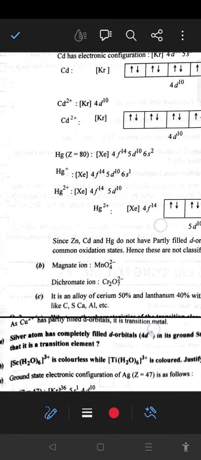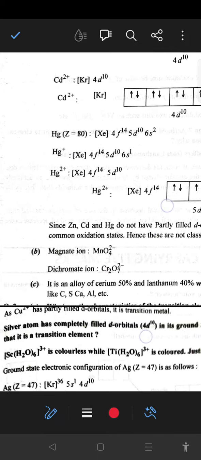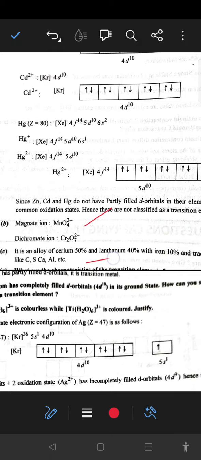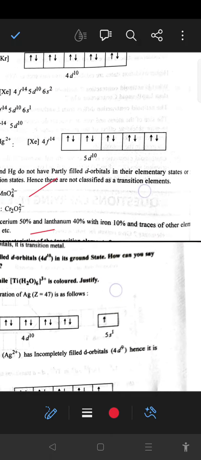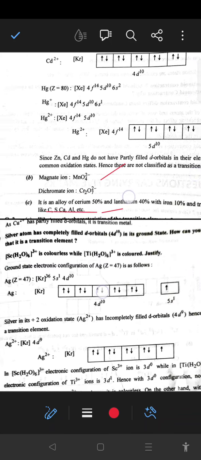Write the structure of manganate and dichromate, that is MnO4 negative and Cr2O7 2 negative. Next, define mish metal. So it is an alloy of cerium 50% and lanthanum 40% with iron 10% and traces of other elements like carbon, sulfur, calcium and aluminium.